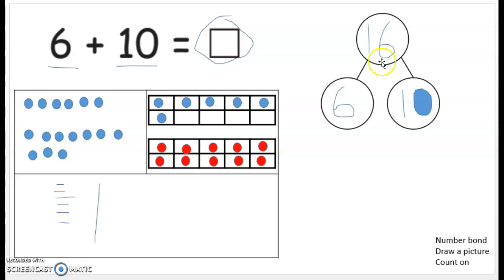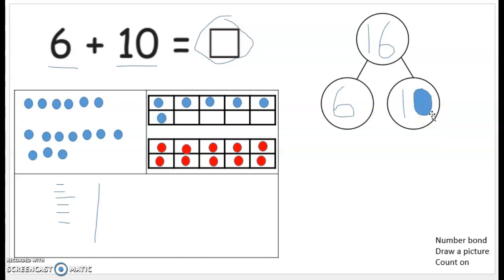Okay. So this is a pretty standard problem. 6 and 10, part, whole. Same goes for the number bond. Part, whole. We could rearrange these numbers in the number bond to our number sentence. So we could say, as in our problem here, 6 plus 10 equals 16. We could also say 10 plus 6 equals 16. We could flip the parts. We could also make our subtraction sentence. 16 minus 10 equals 6. Or 16 minus 6 equals 10.